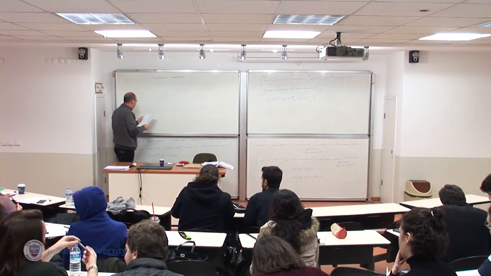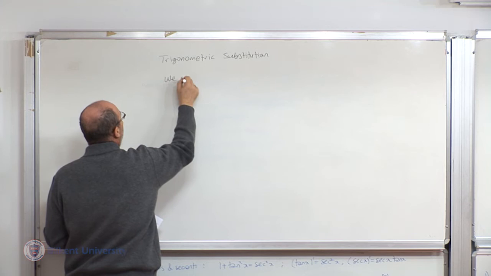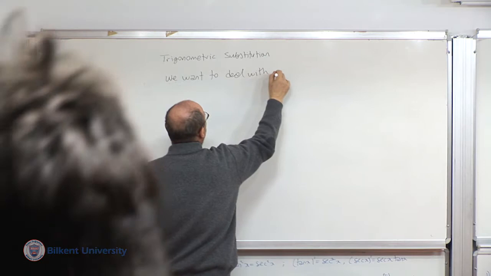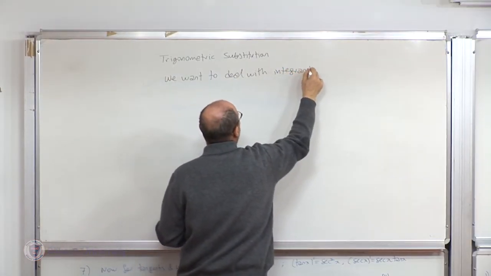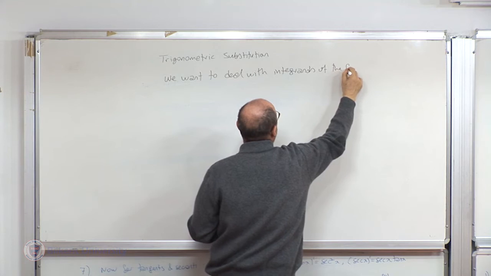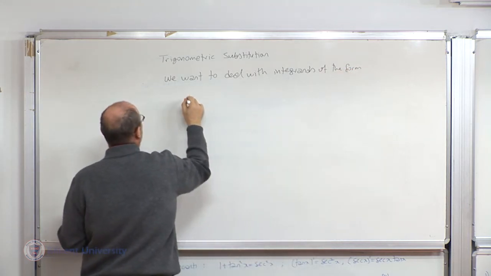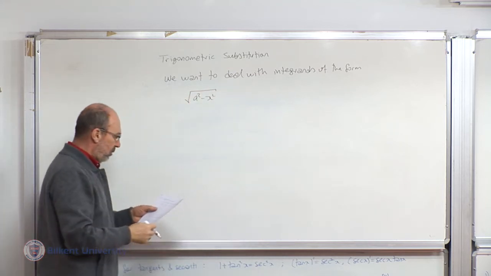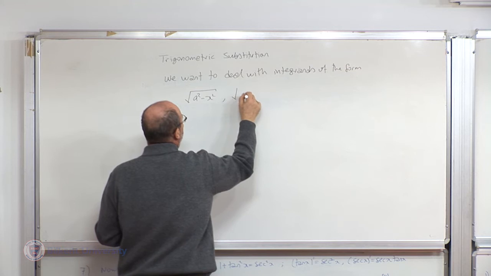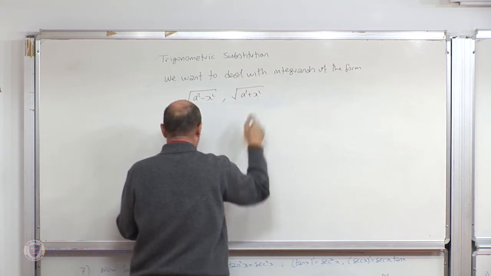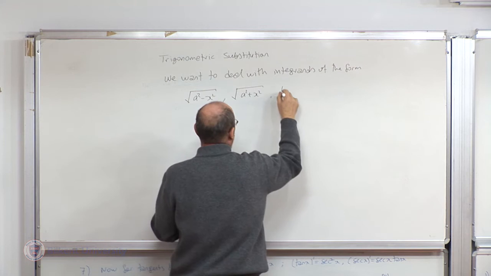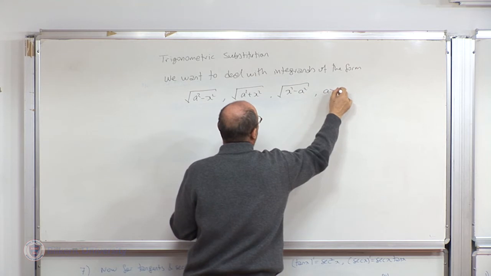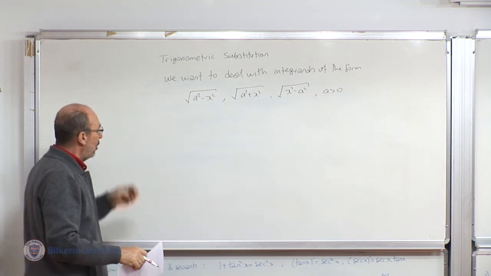Okay, so we want to deal with integrands of the form a square minus x square, a square plus x square, and x square minus a square, where we take a positive so that this makes sense.